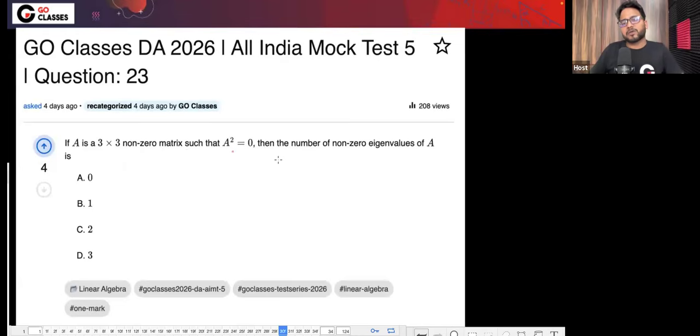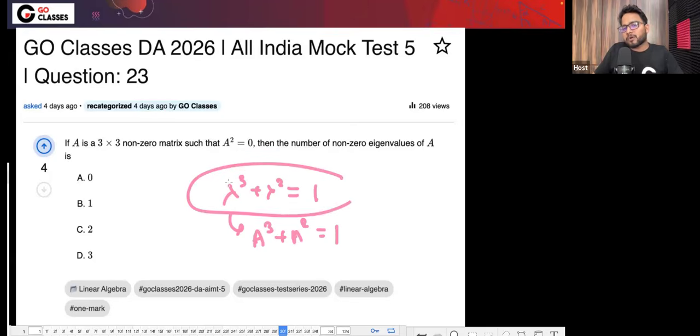Now let's go to this question. If A is such that A square is 0, then find the number of non-zero eigenvalues of A. So they are saying A square equal to 0, right? Now, can you directly use the Cayley-Hamilton theorem and say that lambda square will be 0? See, the Cayley-Hamilton theorem basically works on the characteristic equation, which means if you have some characteristic equation, then the matrix also satisfies that equation. It's not the reverse way.